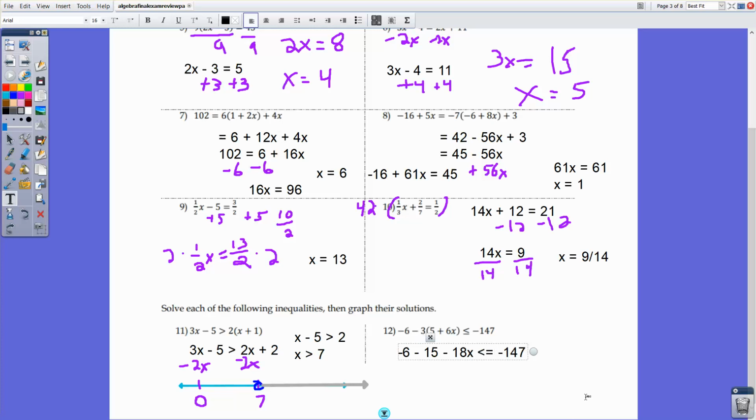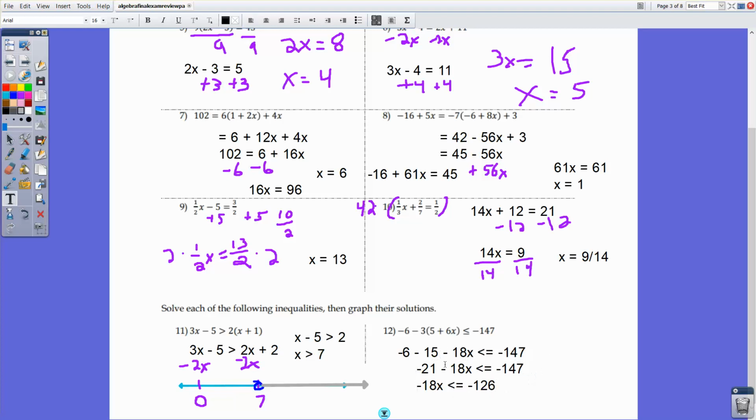Just so you know, in programming, when you had to write less than or equal to, this is the symbol you had to use to show that. Anyway, so we'll simplify the left side. -6 and -15 is -21. -21 minus 18x, less than or equal to -147. Now we'll add 21 to both sides. By adding 21 to both sides, I'll have -18x less than or equal to -21 plus 147, which is -126.